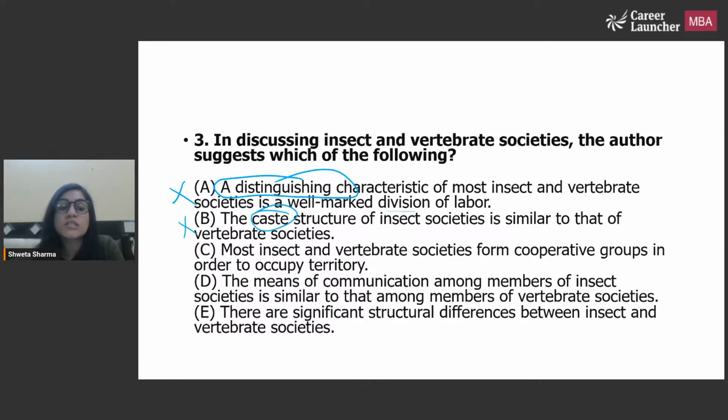No. Most insect and vertebrate societies form cooperative groups in order to occupy a territory. What can be said about occupying territory here? In order to occupy territory, they form cooperative groups. They do, but that is not why he's referring to the insect and vertebrate societies. Means of communication among members of insect societies is similar to that among members of vertebrate societies. Significant structural differences between insect and vertebrate societies. So that is what the author is actually trying to say, that there's a huge, significant difference when it comes to insect and vertebrate societies.